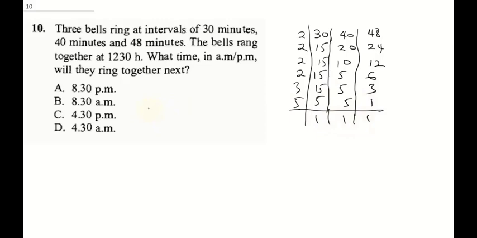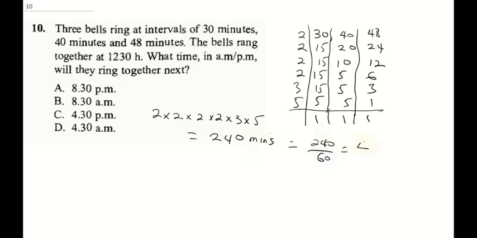So when I look for the LCM, I'm going to get 2 times 2 times 2 times 2 times 3 times 5. So 2 times 2 is going to give me 4, 4 times 2 is 8, 8 times 2 is 16, 16 times 3 is 48, 48 times 5, this is going to give me 240. So now I'm going to convert 240 minutes to hours. When you do 240 divided by 60, this will give you 4 hours.